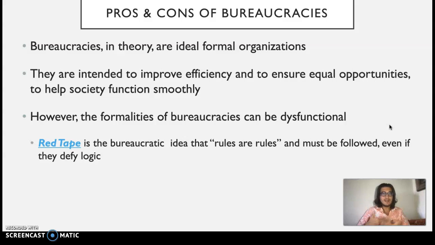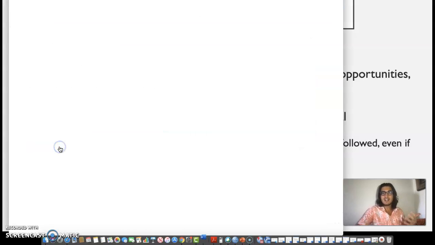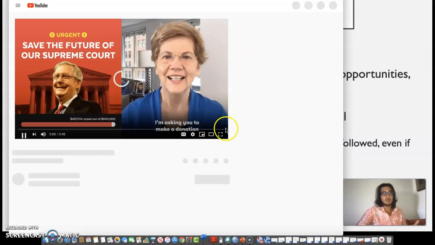So that's this idea of red tape. This idea that if a rule is written down in the formal structure of a bureaucracy or a formal organization, it must be followed, and if it's not followed, even if it's a completely stupid rule in the first place that makes no sense, you can still get in trouble for it because that's how bureaucracies work. So here's a quick little video that goes into more detail to share some examples about what red tape actually looks like in real-world situations.